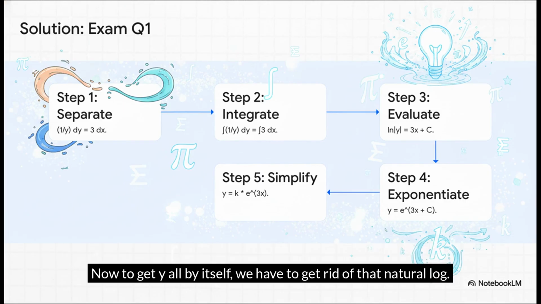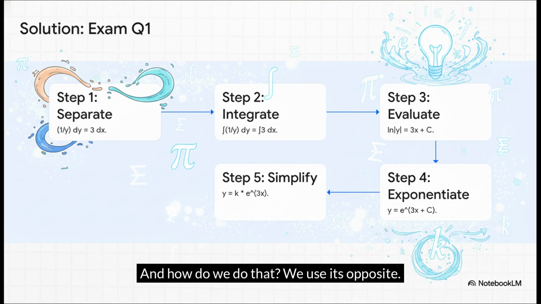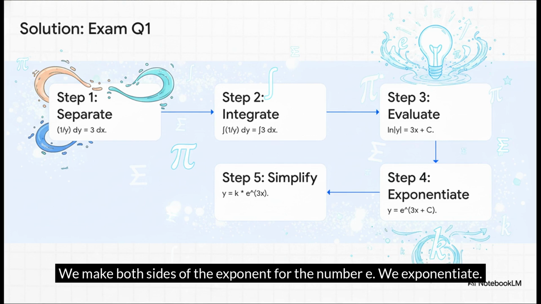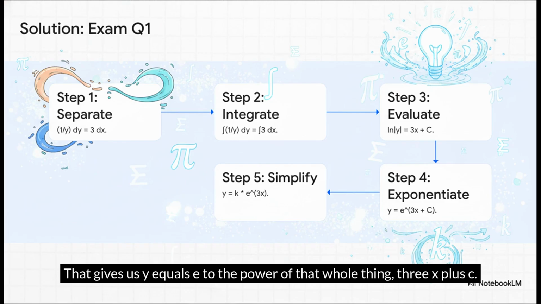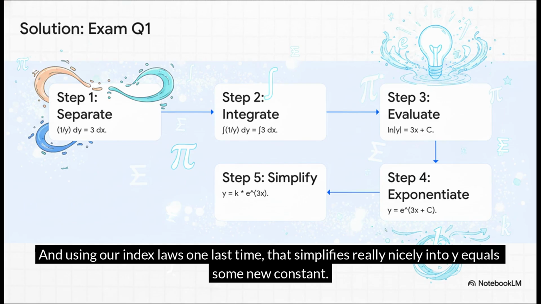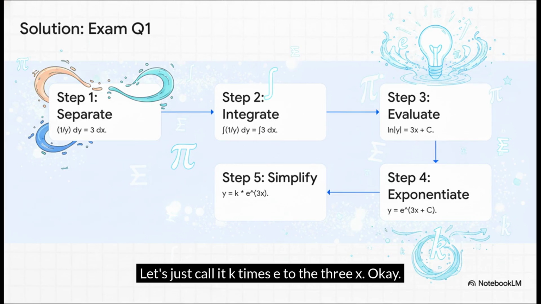Now, to get y all by itself, we have to get rid of that natural log. And how do we do that? We use its opposite. We make both sides the exponent for the number e. We exponentiate. That gives us y equals e to the power of that whole thing, 3x plus c. And using our index laws one last time, that simplifies really nicely into y equals some new constant, let's just call it k, times e to the 3x.